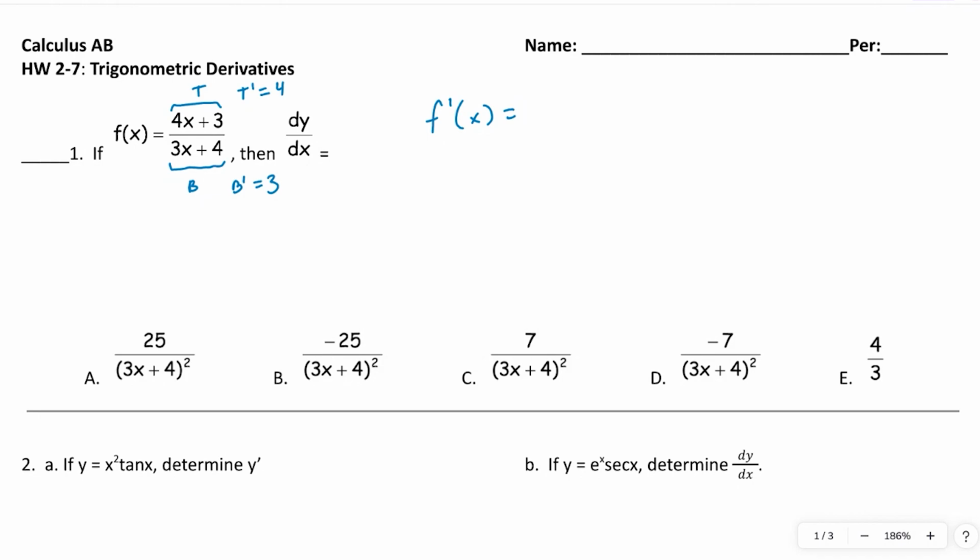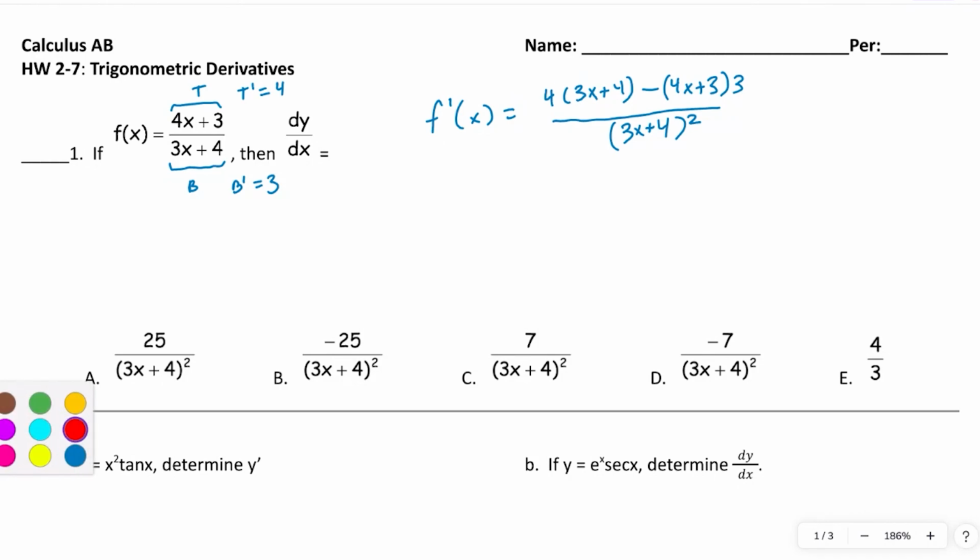So anyway, we've got the derivative of the top, so that's just going to be 4 times the bottom function, so 3x plus 4, minus the top function, 4x plus 3, times the derivative of the bottom, which is 3, all over the bottom squared, 3x plus 4 squared. Now this is a multiple choice item, and we can see that most of these denominators do look like 3x plus 4 squared, so let's not bother multiplying that out. But it does appear as though the numerator has been simplified.